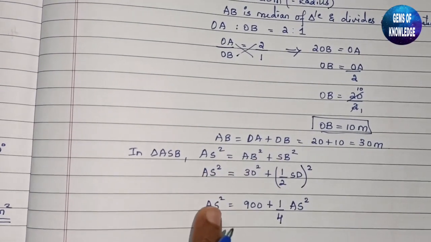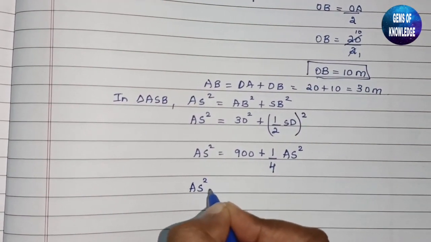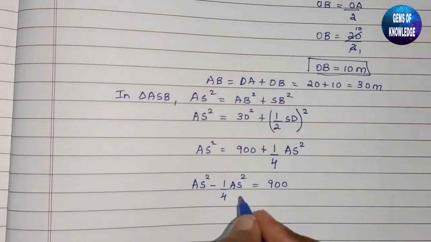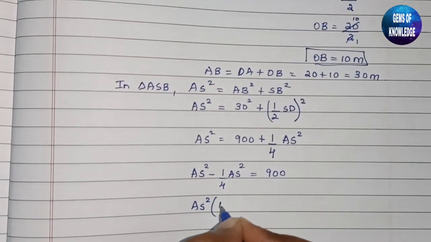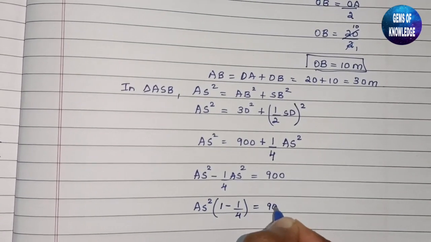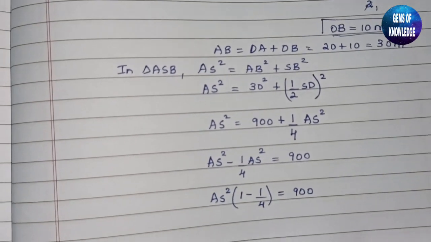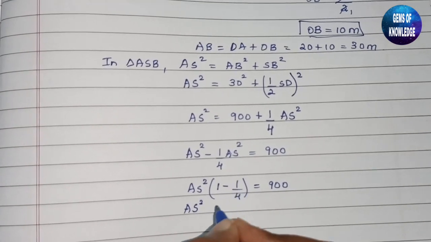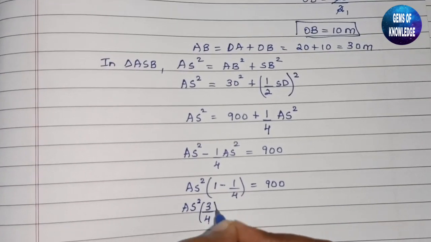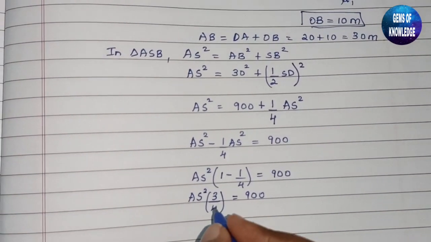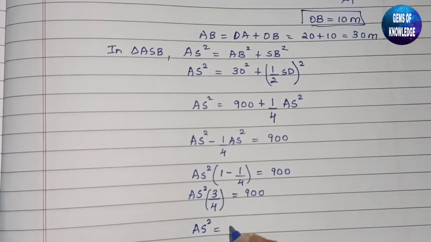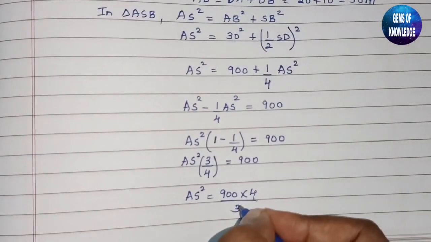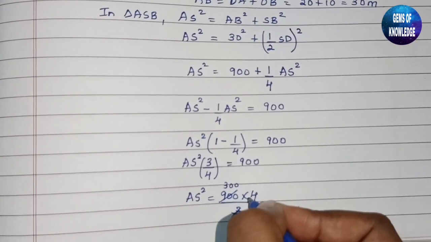Now we will bring this 1 by 4 of AS square to this side. So it will become AS square minus 1 by 4 AS square is equal to 900. If we take AS square common, we are left with 1 minus 1 by 4, which is equal to 900. So 4 minus 1 is 3, 3 by 4 AS square equals 900. Let's move this to this side. So AS square is equal to 900 into 4 divided by 3. 3 ones are 3, 3 threes are 9, so 300 into 4 we are getting.